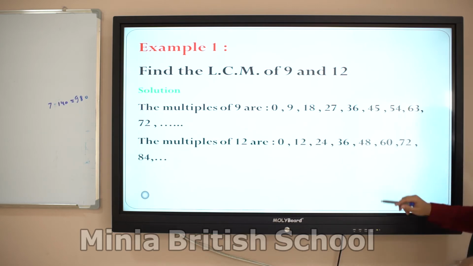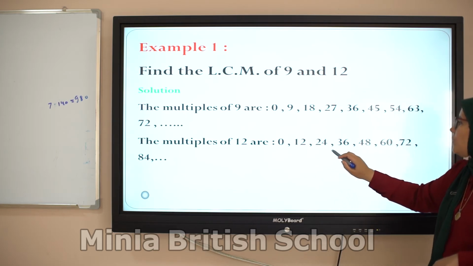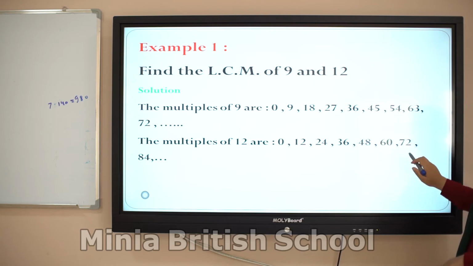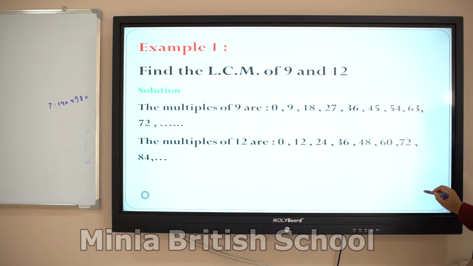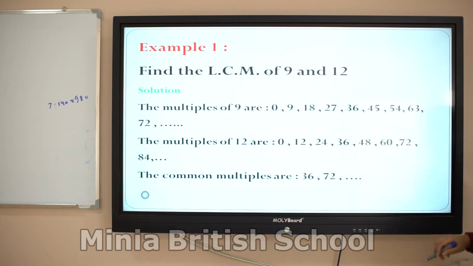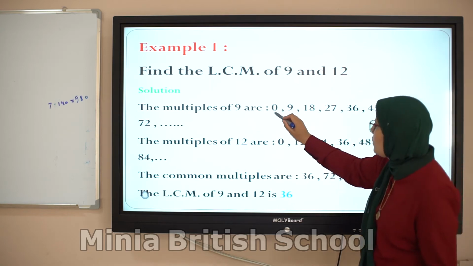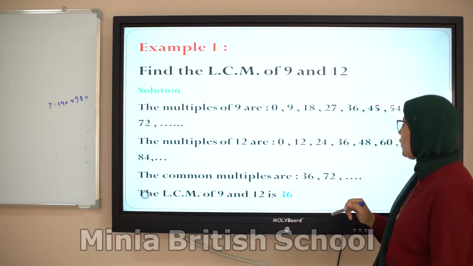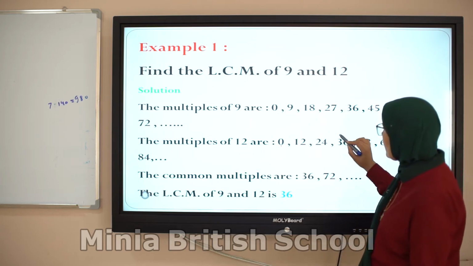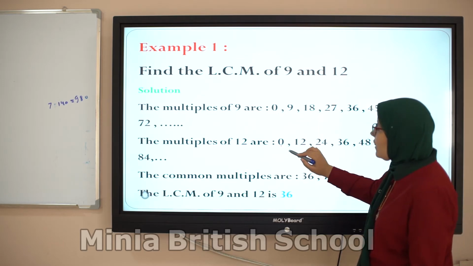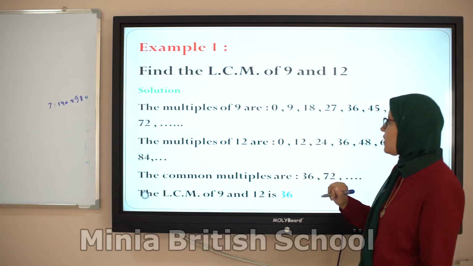What about the multiples of 12? The multiples of 12: 0, 12, 24, and so on. Every time I will add 12, and here, every time I will add 9. That's it, and so on. So, what is the common multiple? Let's see. Here we have 0 and here we have 0, but 0 will repeat every time. I need something except 0, because here I need the lowest, so I can't take 0.